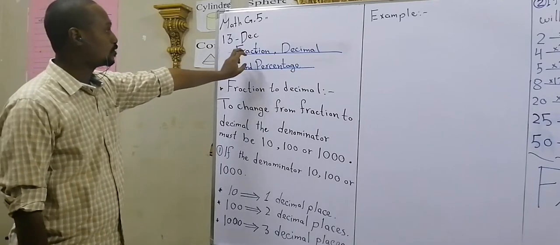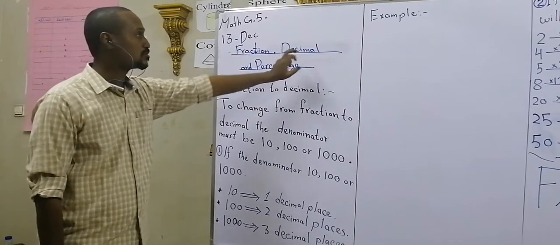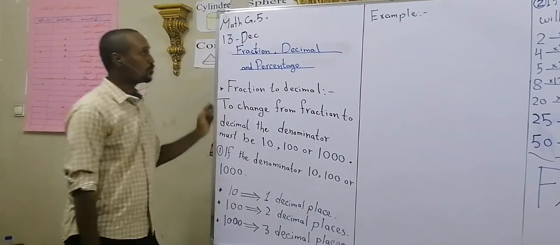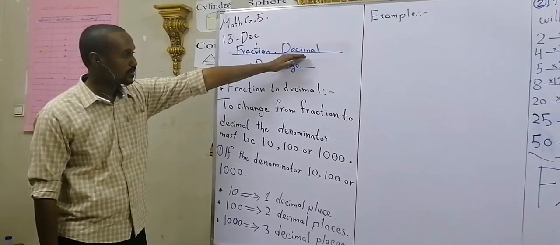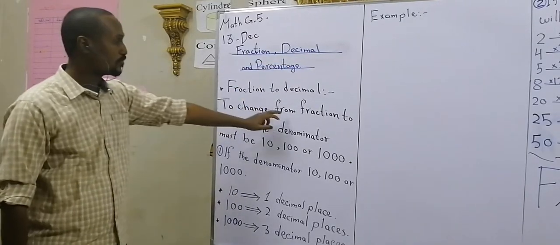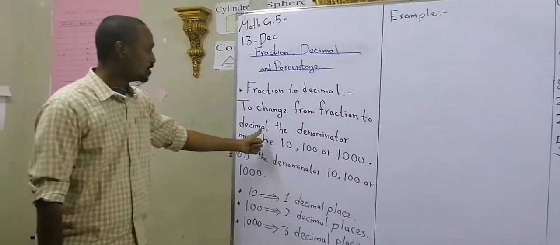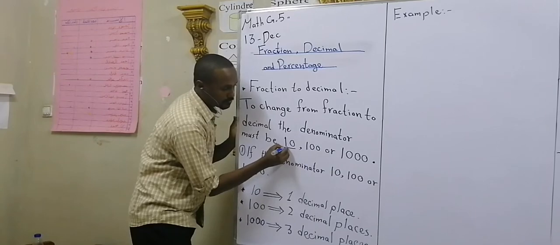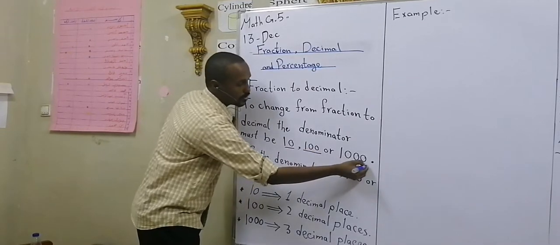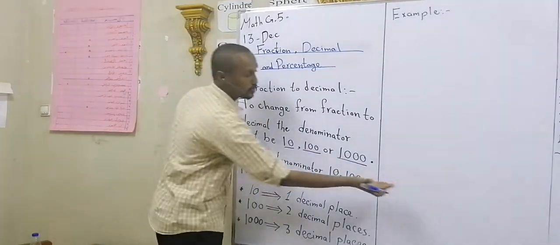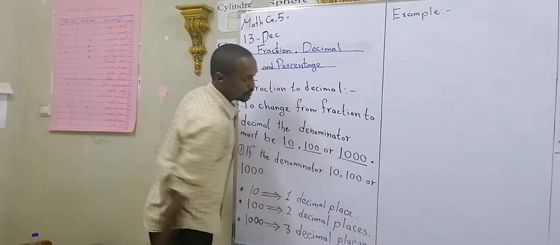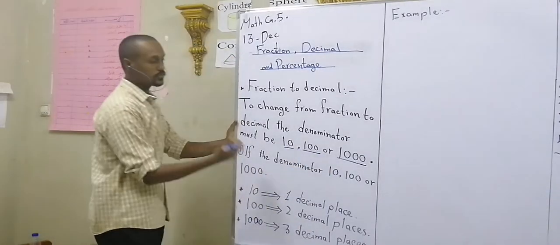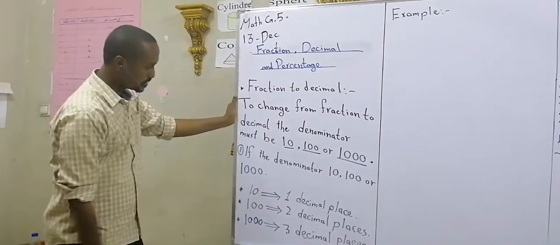The first part, how to change from fraction to decimal, and this is the hardest part in this lesson. So, let's start. To change from fraction to decimal, the denominator must be 10, 100, or 1000. The denominator, that means the bottom, not the upper part. If it's not 10, 100, 1000, we're going to do it later on.